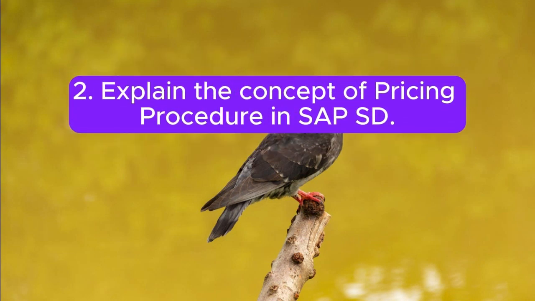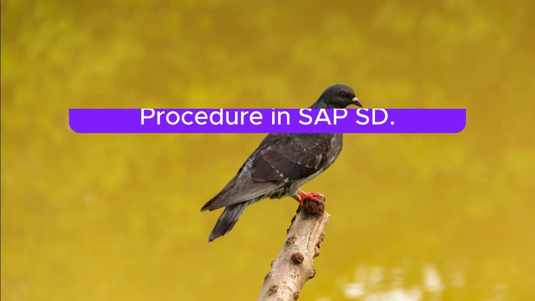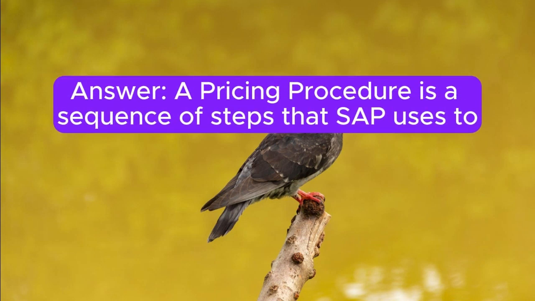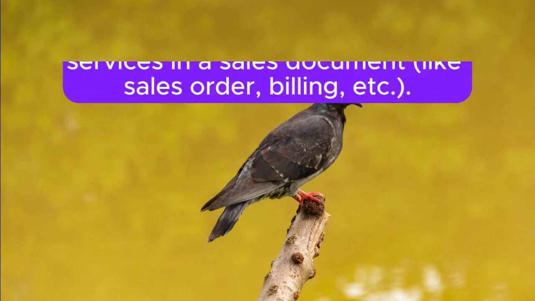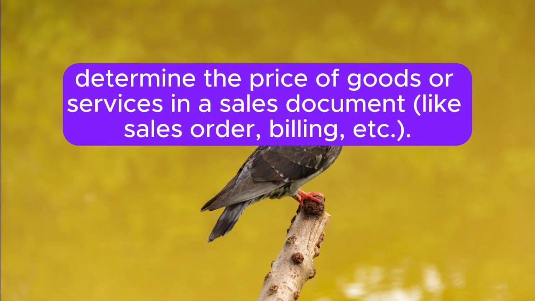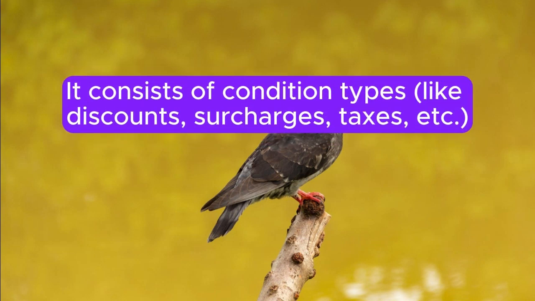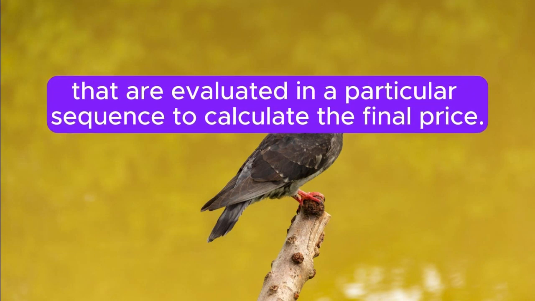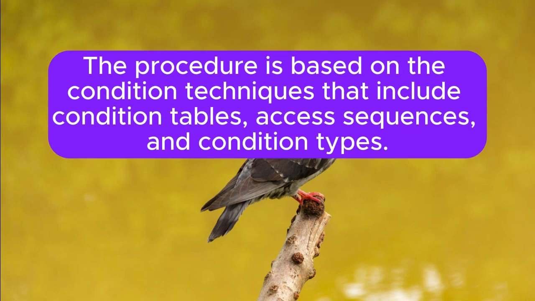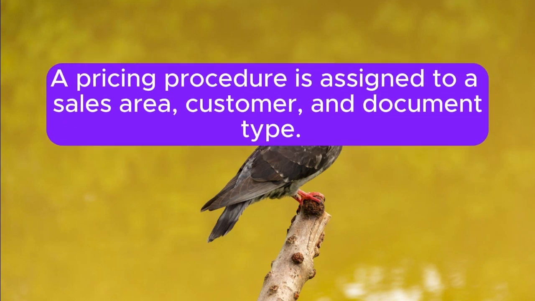2. Explain the concept of pricing procedure in SAP SD. Answer. A pricing procedure is a sequence of steps that SAP uses to determine the price of goods or services in a sales document like sales order, billing, etc. It consists of condition types like discounts, surcharges, taxes, etc. that are evaluated in a particular sequence to calculate the final price. The procedure is based on the condition technique that includes condition tables, access sequences, and condition types. A pricing procedure is assigned to a sales area, customer, and document type.